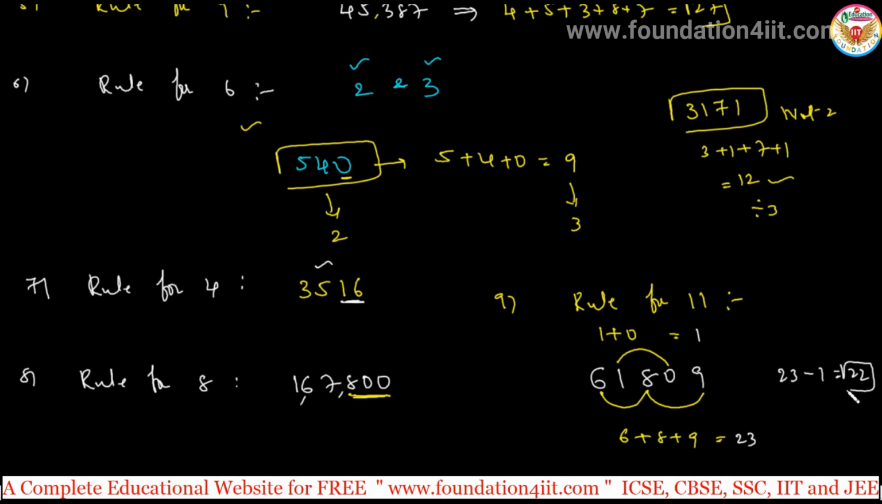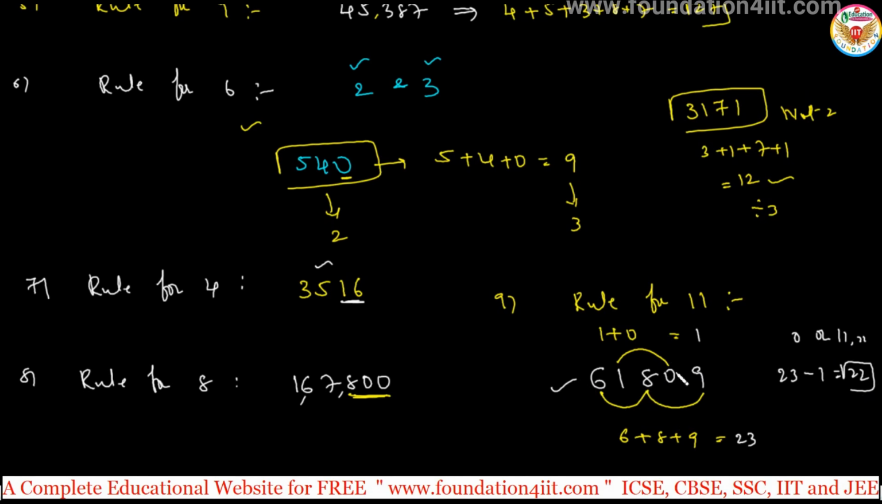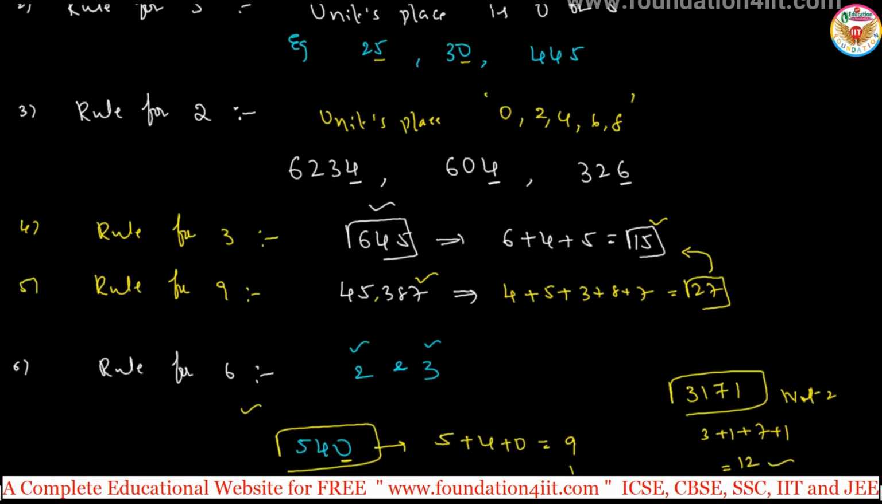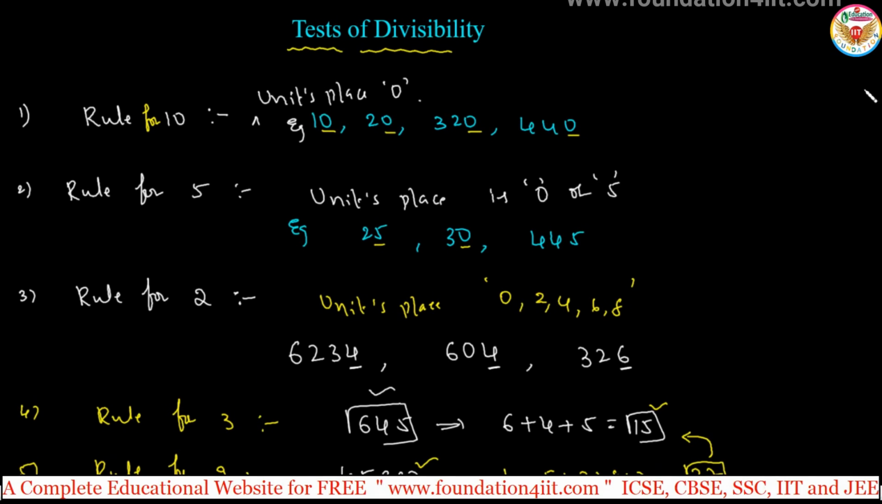If the result is in the 11 table or is divisible by 11, that number is divisible by 11. So a number is divisible by 11 if the difference between the sum of its digits in even places and the sum of the digits in odd places is either 0 or divisible by 11, like 0, 11, 22, 33, and so on. These are the basic properties we'll apply for the divisibility rules, and let us see the numerical word problems on tests of divisibility.